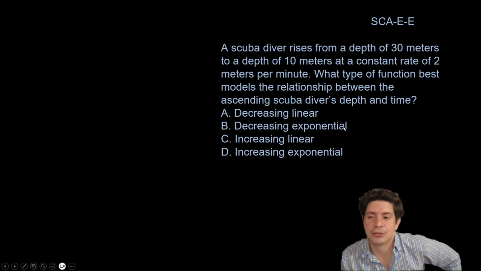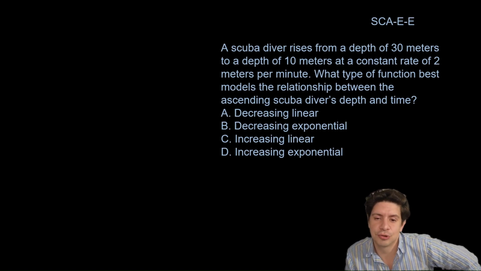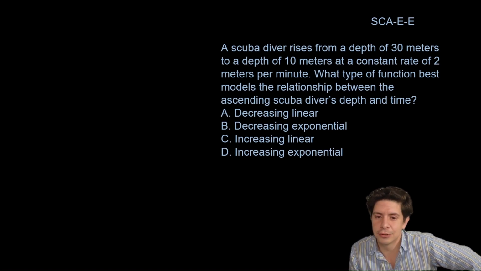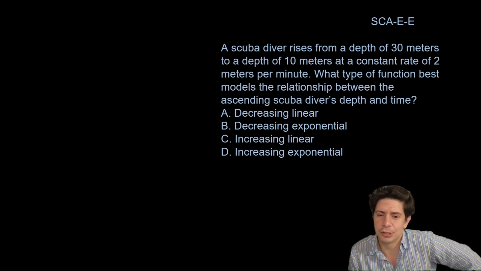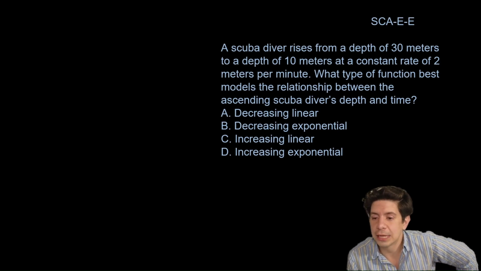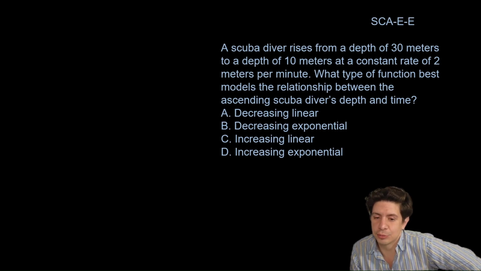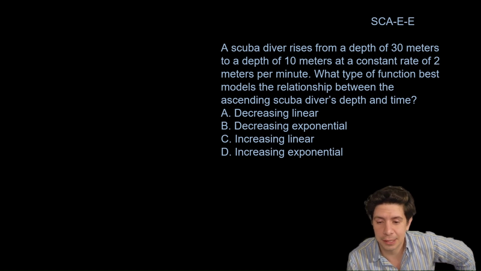Okay, so this is about interpreting a real-world situation. A scuba diver rises from a depth of 30 meters to a depth of 10 meters at a constant rate of 2 meters per minute. What type of function best models the relationship between the ascending scuba diver's depth and time?